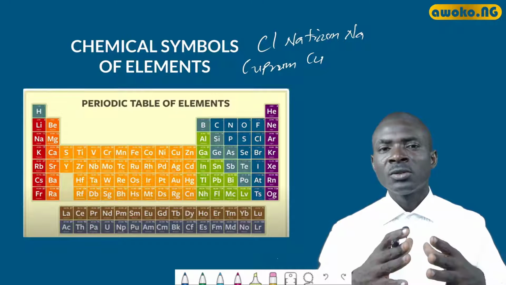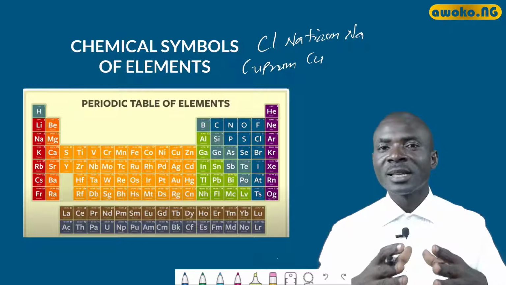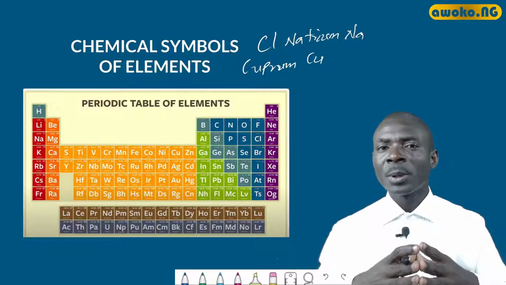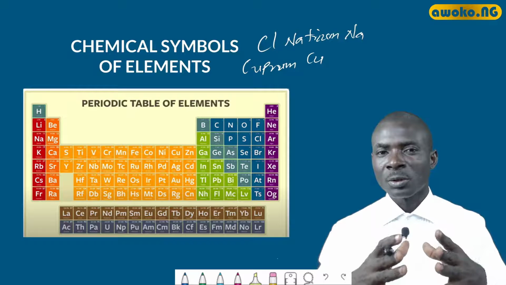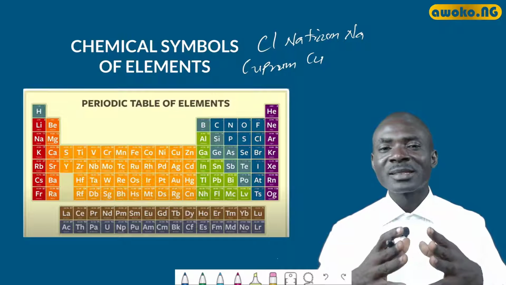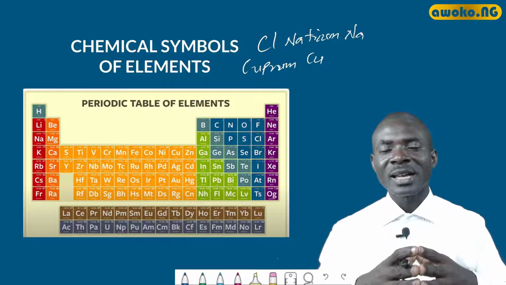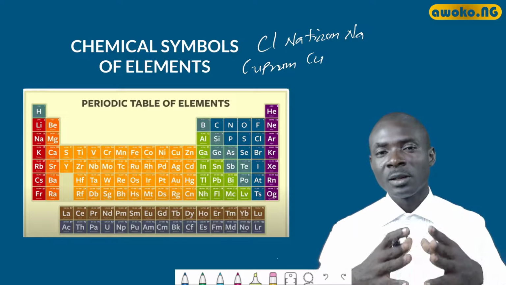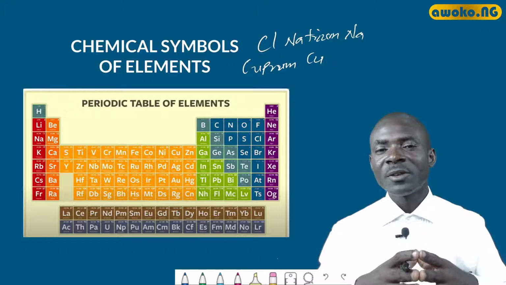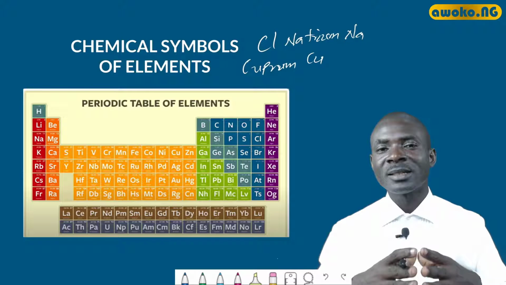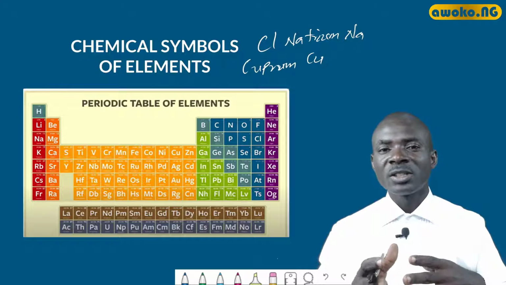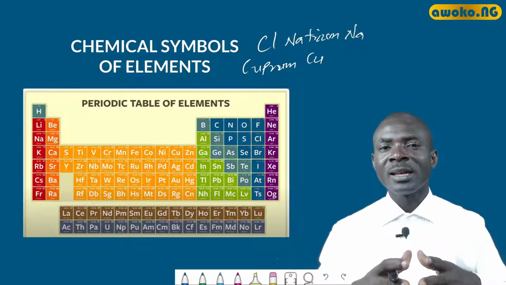That is to say, two elements cannot be written using the same symbol, just as in real life, no two people are exactly the same. So, no two elements have the same symbols. Even if the elements have the same letters starting their names, they cannot be written with the same symbol. So the symbol of potassium, for example, is different from the symbol of another element, let's say helium. With that, you can easily differentiate between one element and the other.